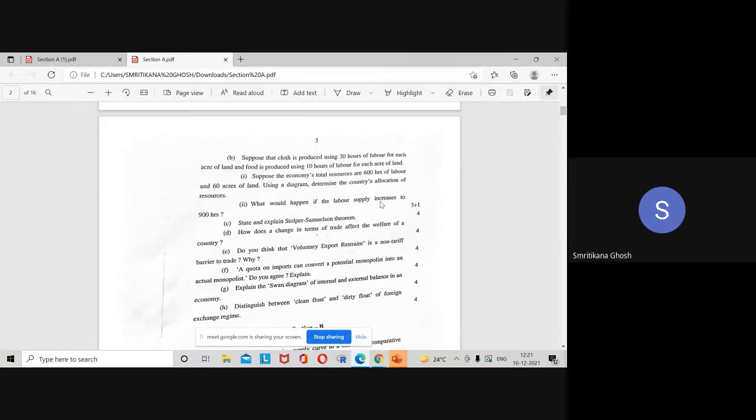How does a change in terms of trade affect the welfare of a country? If terms of trade improves, social welfare increases. Can you remember the diagram for the offer curve which I did in the last unit? In the offer curve, when the terms of trade is rising, the social welfare curve is also improving its position. So that diagram is required, not the offer curve, but here only the terms of trade and the corresponding welfare. Okay.